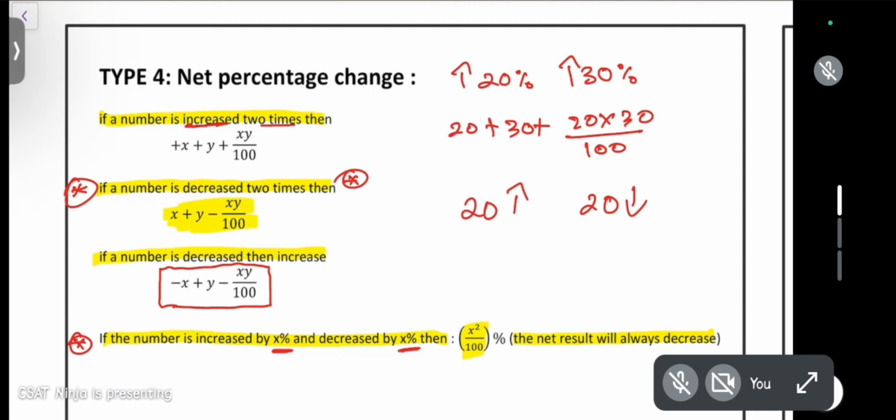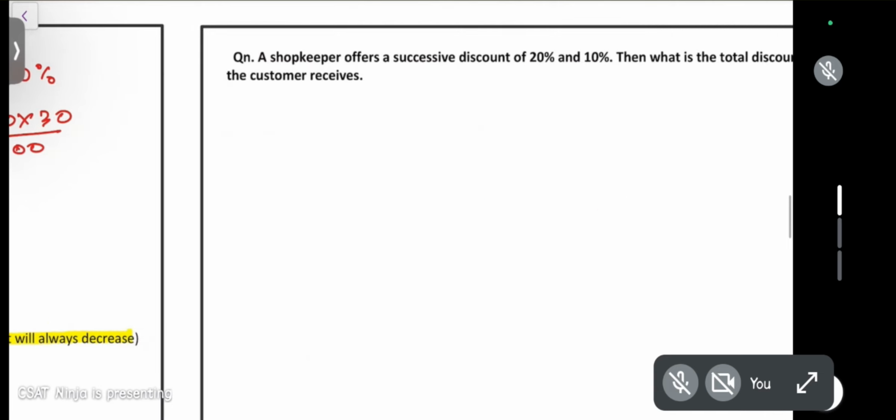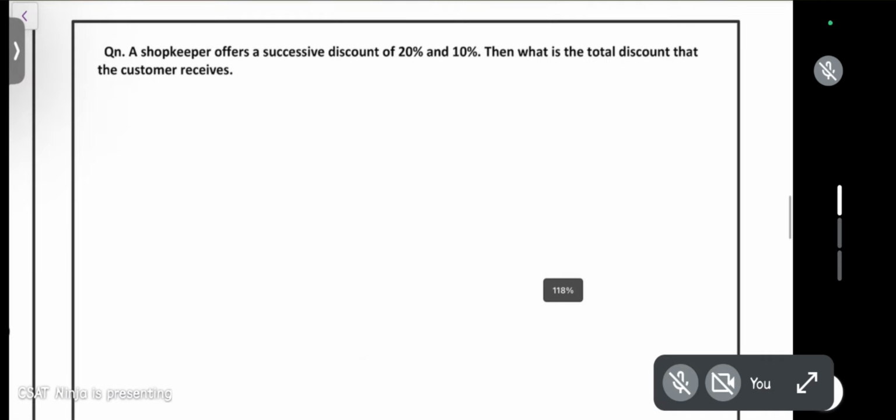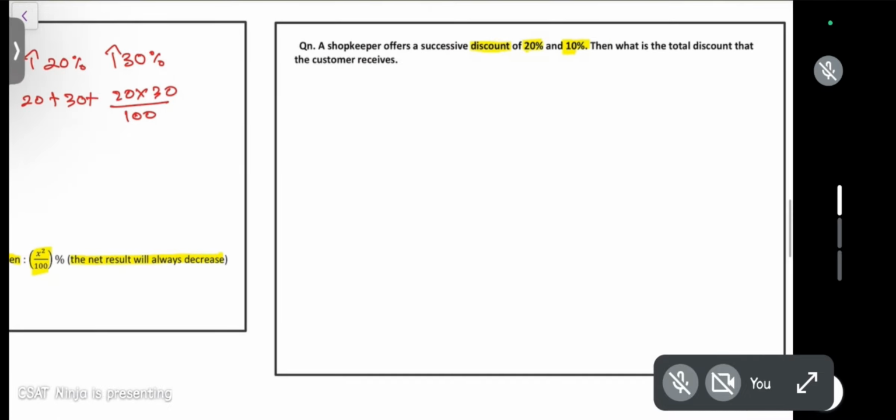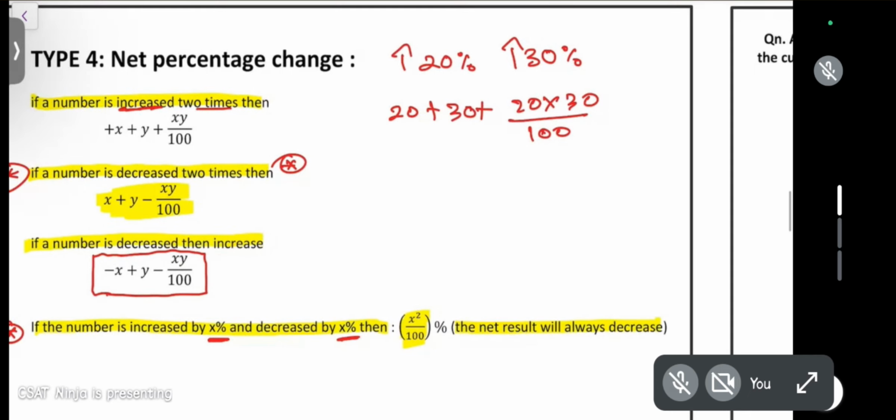Let's try some questions based on these things, okay? At that time you will understand better, because most of the topics are more understandable with questions. So the question is this: a shopkeeper offers a successive discount of 20% and 10%, then the total discount that the customer receives is... That means there are 2 discounts, that means there are 2 decreases. Discount means decrease in percentage, right? So what's the formula here? If there are 2 decreases, then the formula is x plus y minus xy divided by 100.